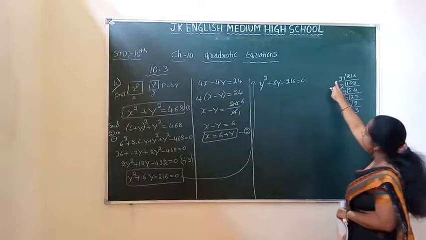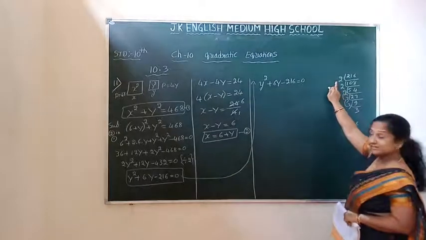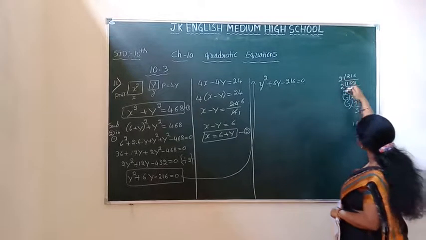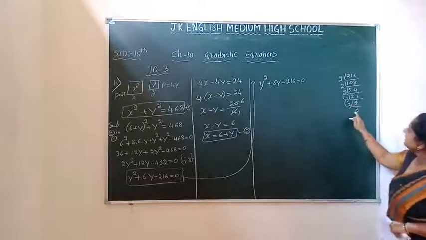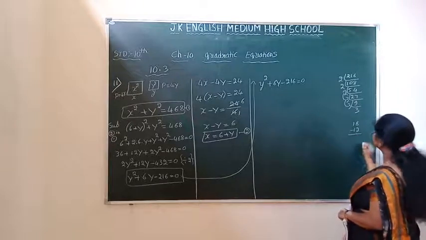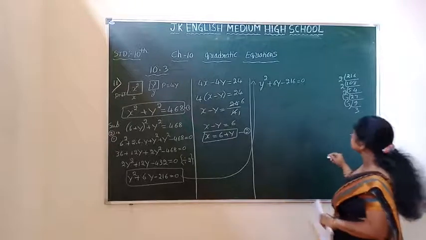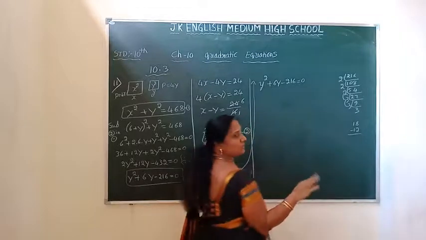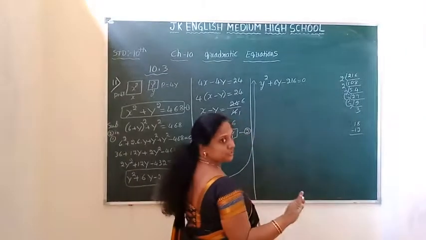3 twos are 6, 6 twos are 12. Yeah, it comes in. If I take these, 3 ones group 18, and 3 twos are 6, 6 twos are 12. So 18 minus 12 is 6. See, if I multiply 18 and 12 I am going to get minus 216 only.